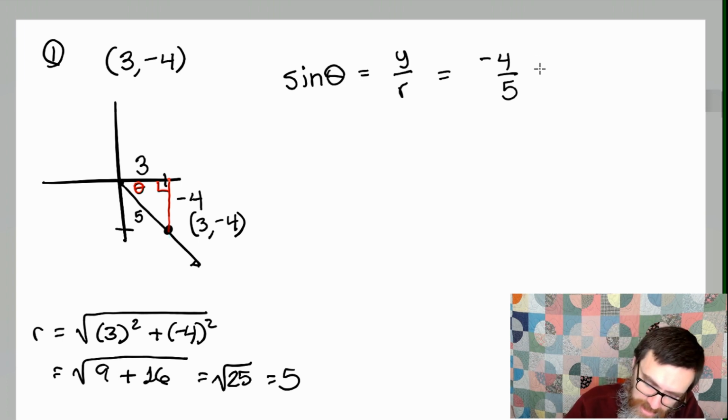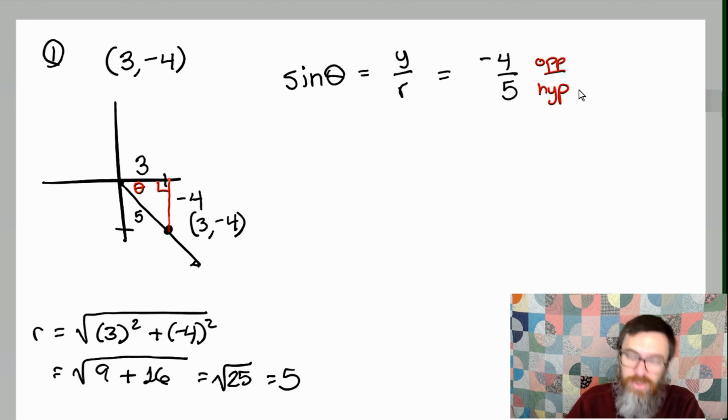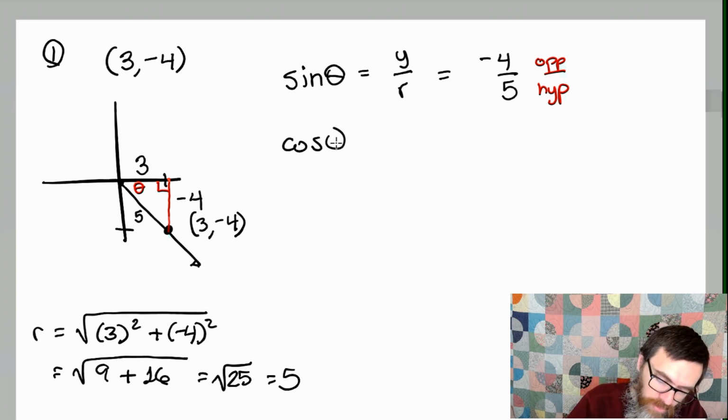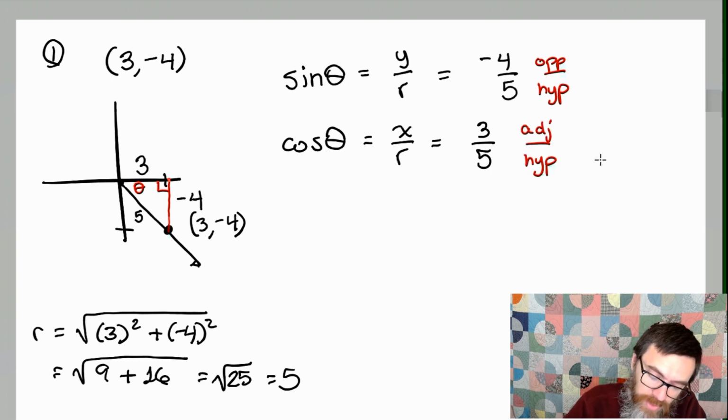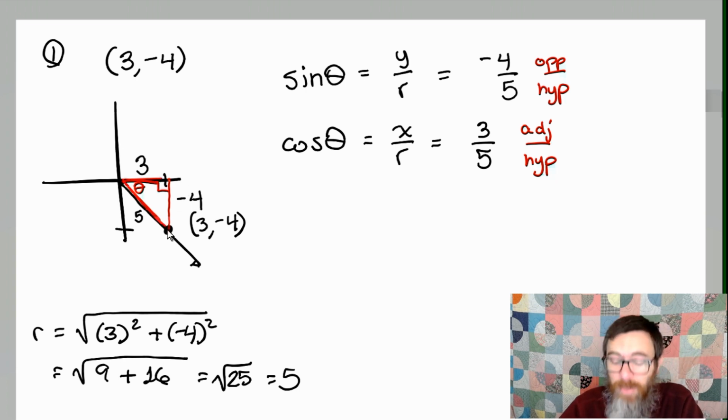Again, keep in mind that we talked about how this is the opposite over the hypotenuse. So whether you look at y over r, opposite over hypotenuse, it's going to be the same thing. For cosine, we said this was going to be x over r. It's that ratio. So the x here is +3, r is +5. So that's it. And again, we said that this was adjacent over hypotenuse. So we can see that this 3 is the adjacent side, and of course 5 is the length of the hypotenuse.